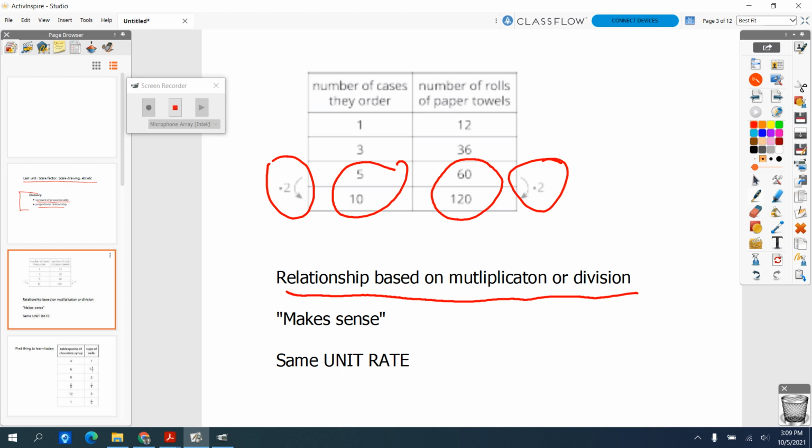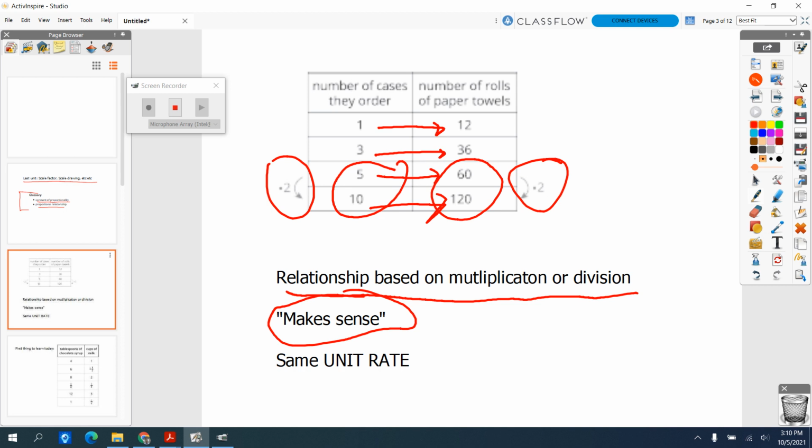But you could also go across because 1 times 12 is 12, 3 times 12 is 36, 5 times 12 is 60, and 10 times 12 is 120. So if you're noticing that whether you go across or you go up or down, you're multiplying by the same thing, that's going to really be a proportional relationship. Now, one of my teachers said to me, she said, it really just makes sense.